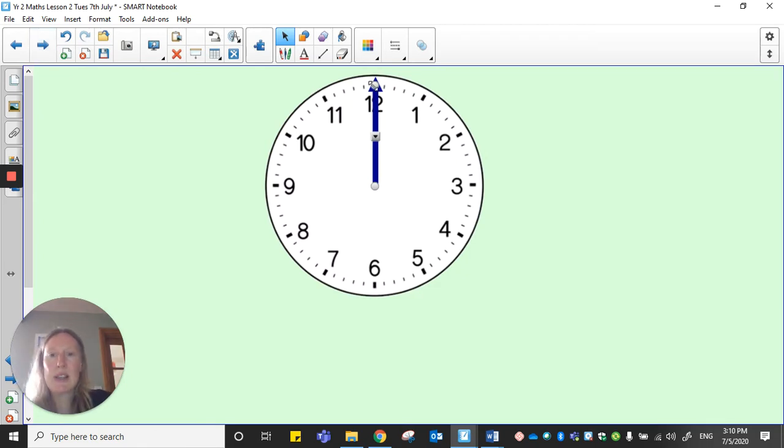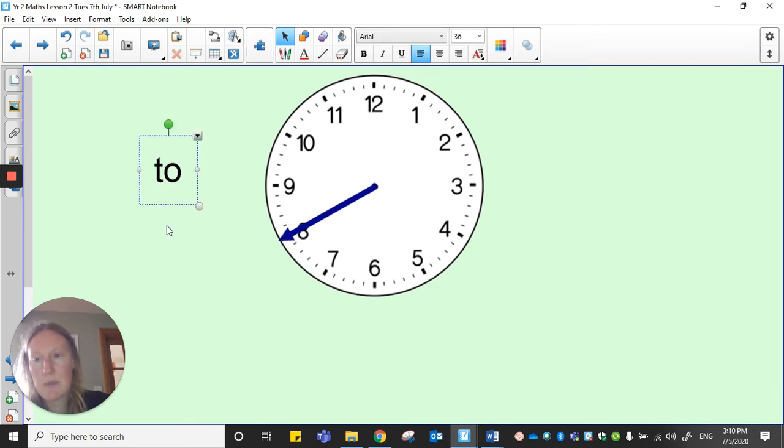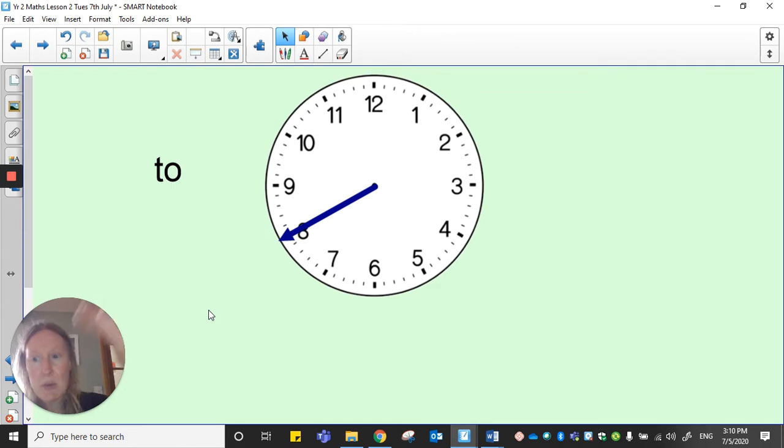So let's have a look here. If I was going to put my minute hand here, use your counting in 5s. Remember, this is the to side. It's saying how many minutes to the next hour. It's getting really enthusiastic. I want to know how many minutes to the next hour. Count round in 5s. How many minutes are there to go to the next hour? 5, 10, 15, 20. So we call this 20 to. Okay, 20 minutes to go.